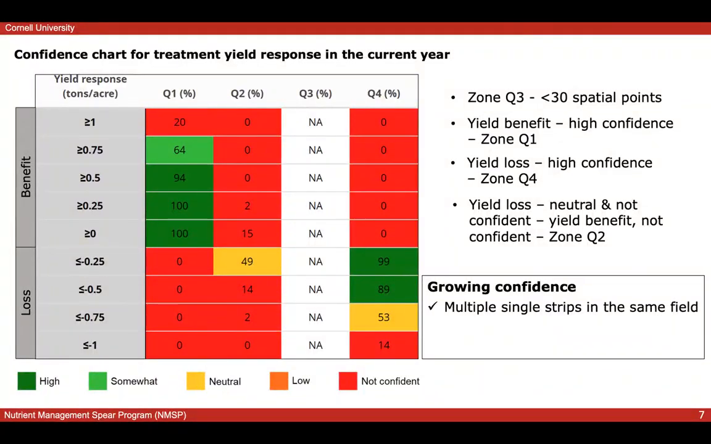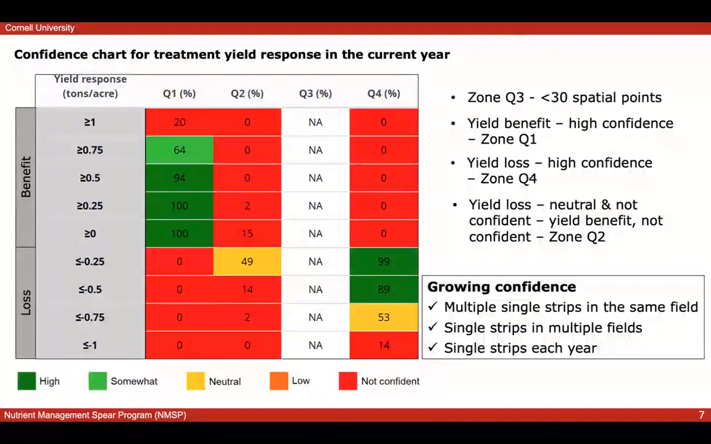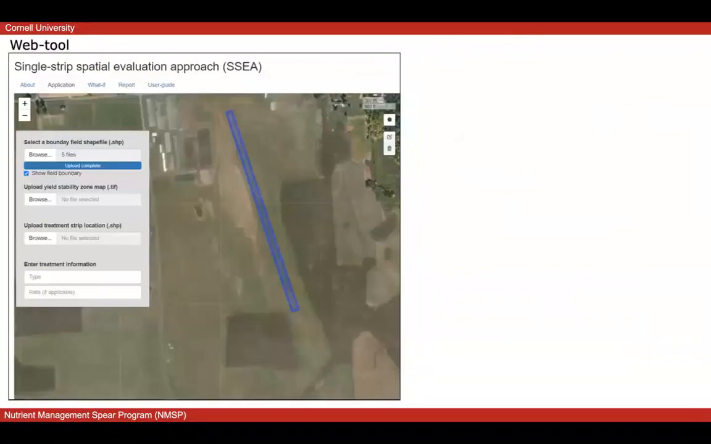We can have growing confidence in the treatment that was implemented when we have these confidence charts from multiple single strips in the same field, single strips in multiple fields, and single strips that are implemented each year.